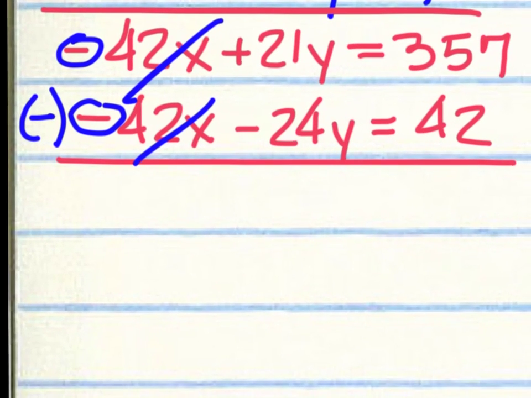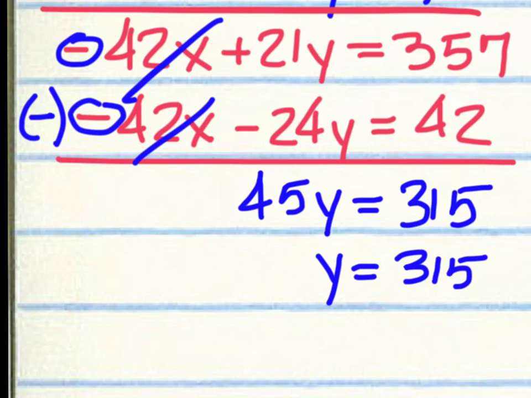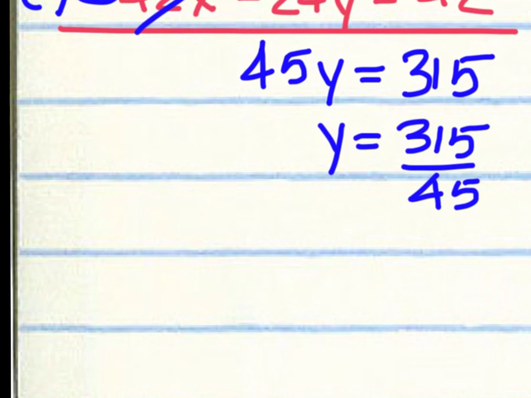And then 357 minus 42 should be 315? We have to divide here and come up with 315 over 45. Right off the top of my head, let's see, 2 45s is 90. 7, okay. So y equals 7.